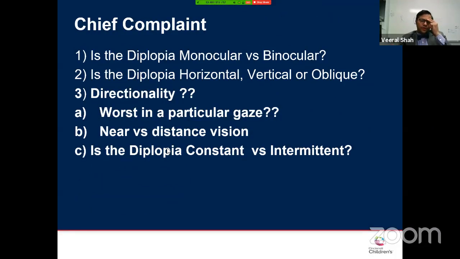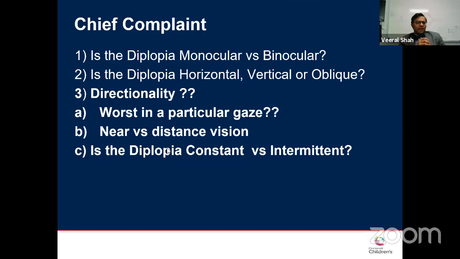So finally, the 3rd question, because I just want to make it simple. First, it's monocular or binocular. Describe if it's horizontal, vertical, or oblique. And the 3rd one, I call it directionality, because I want to know when you're having double vision in which position. So is it in a particular gaze? Is it worse when you look straight to the left or to the right? That's what I mean by gaze. And then the other component to that is, is it worse at near versus distance?